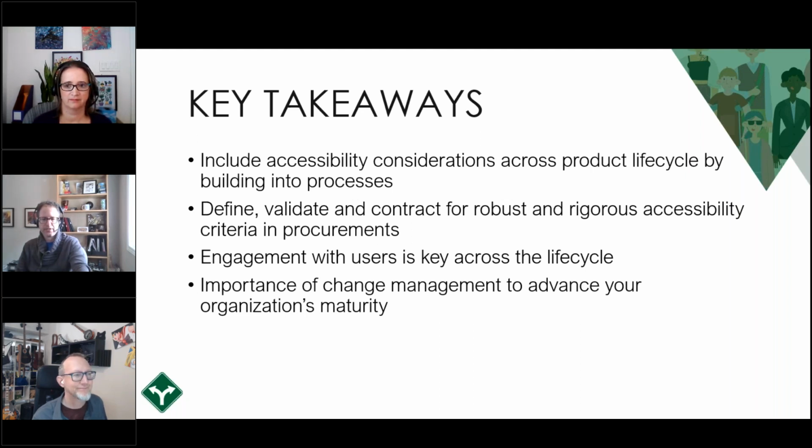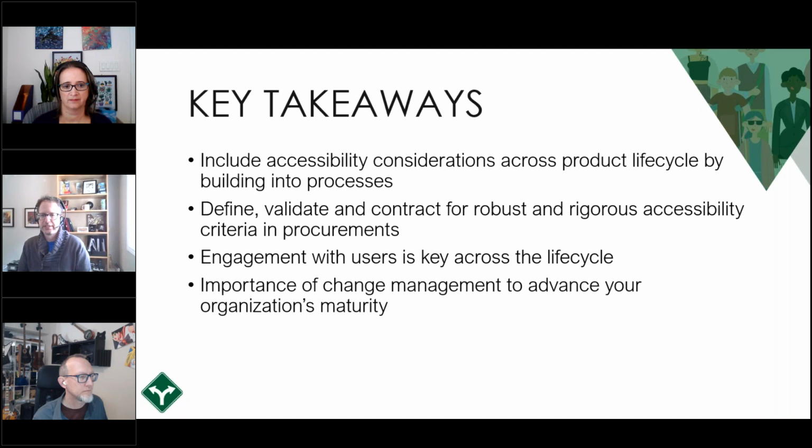And really for organizations in the public sector that do procurements, what that means is defining and then validating and then building into your contract robust and rigorous accessibility criteria in your procurements. Obviously for the organizations on the vendor side, it's about doing as much as you can and building accessibility into your system through the ways we talked about, even before the point of procurement, right? As you're building your systems, as you're creating your product roadmaps, building that into there.